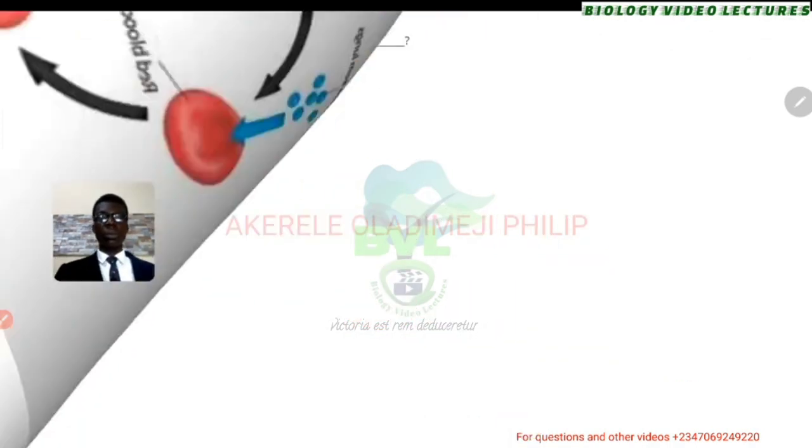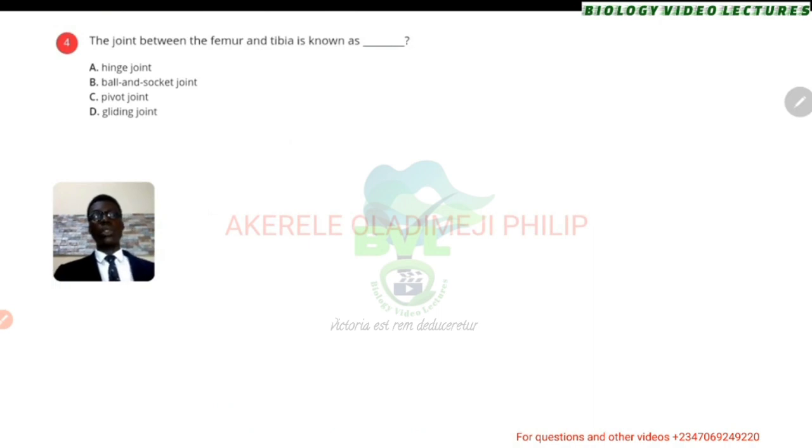This same red blood cell can also transport the carbon dioxide. The joint between the femur and the tibia is known as what?